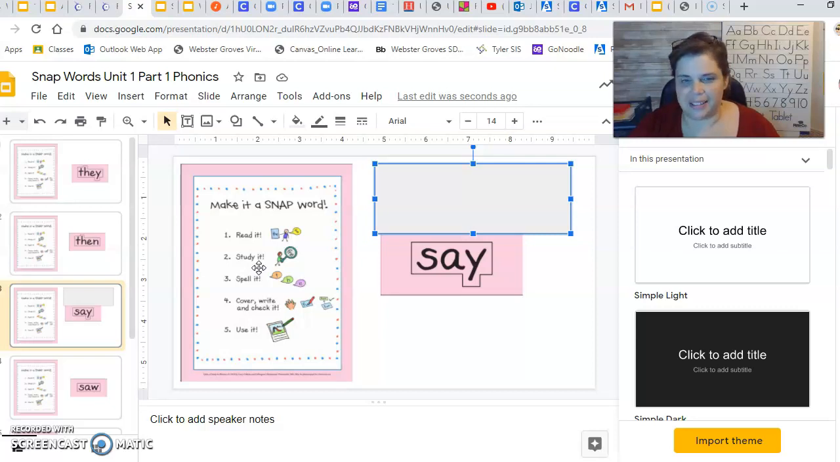What do you notice about this one? It's got that AY at the end. It has that AY ending. Does it remind you of any other words you know? It made me think of the word play. If you took off this S and added a PL at the beginning, we would see the word play.